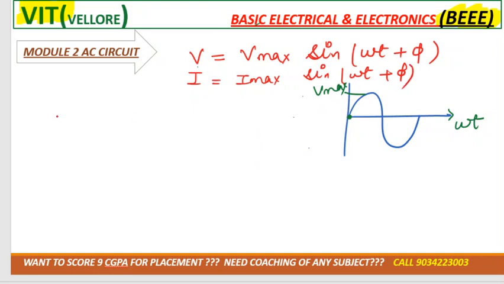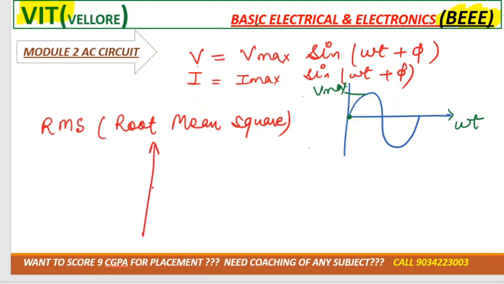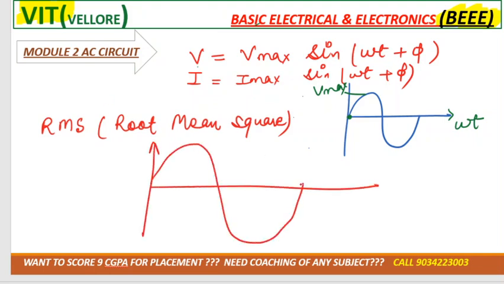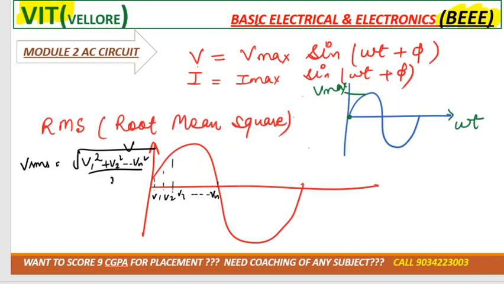For calculation purposes we always need to calculate the RMS value. I think you have already studied RMS, that is root mean square. What is exactly the root mean square? Suppose this is the waveform and you measure voltage at each and every point: V1 here, V2 here, V3 here, and so on up to Vn. So VRMS stands for root mean square: the root of the mean of V1 square, V2 square, up to Vn square, divided by n.